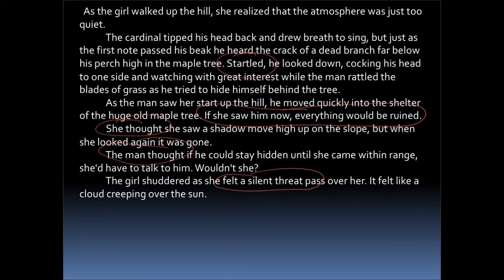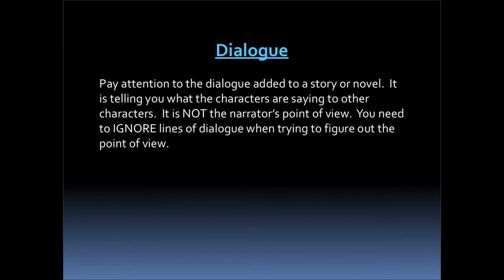So you can see that within that passage, you can determine what all of the characters are thinking and feeling. Now, pay attention to dialogue, because when dialogue is added to a story or a novel, you cannot use it to determine point of view. You need to ignore lines of dialogue when trying to figure out the point of view, because sometimes, and we saw this a lot even in Bridge Home, you'll see someone talking to another person using "you." Just because that "you" is in there doesn't mean that it's a second person point of view story. So pay attention to dialogue as you're reading your story and try not to take it into account.